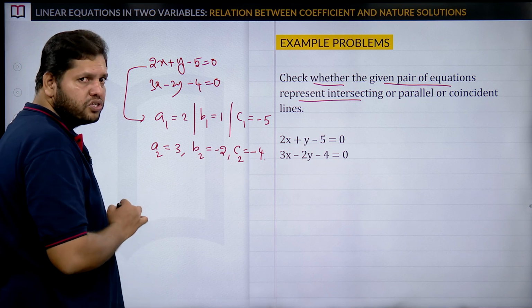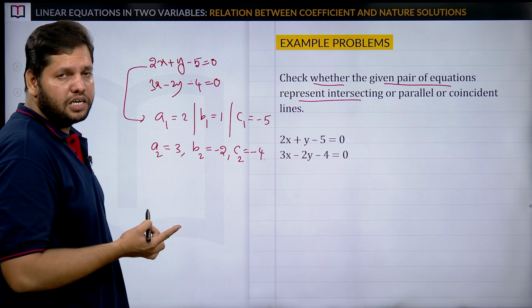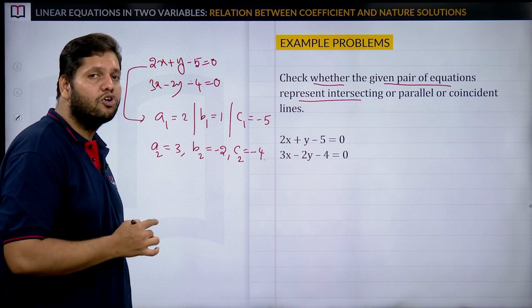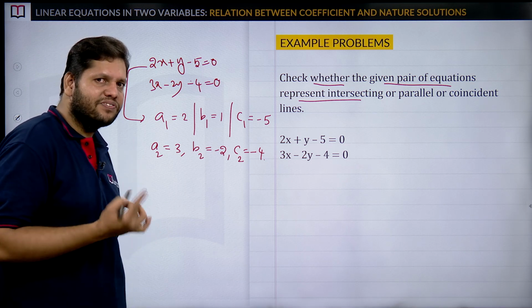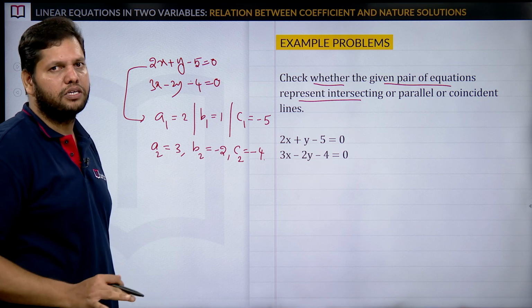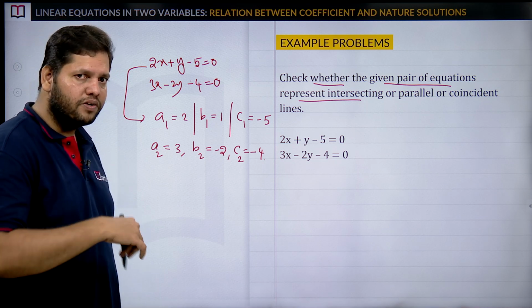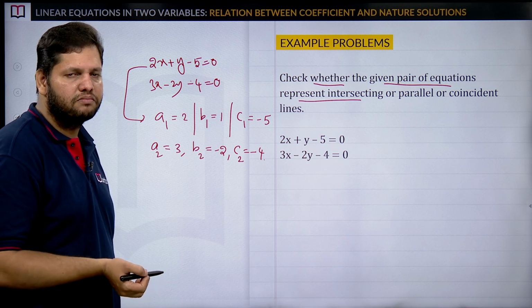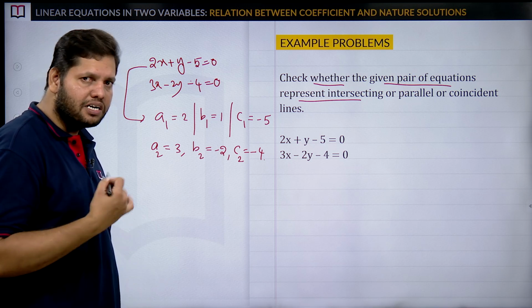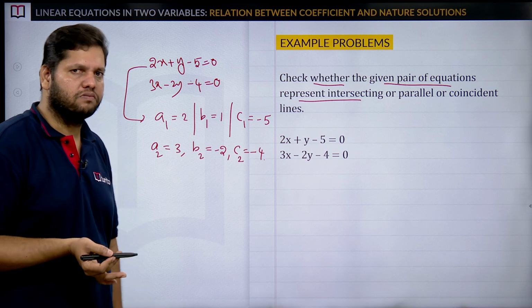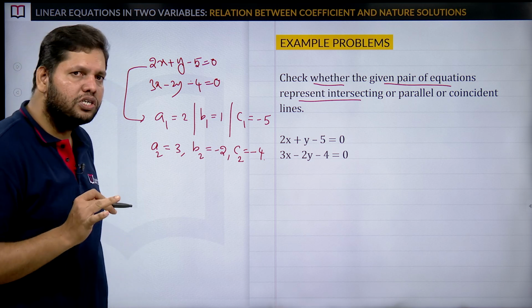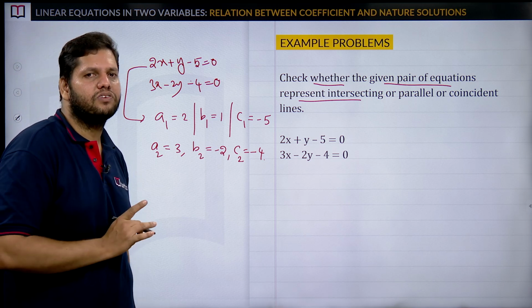What is the first condition, children? Check the first condition. So a1 by a2 is not equal to b1 by b2. If that condition is satisfied, children, you can stop there only. You can end the problem itself there. If it is not satisfying this condition, go for the second condition. If the second condition also is not satisfied, go for the third condition. Out of three conditions, one condition will definitely be satisfied, children.